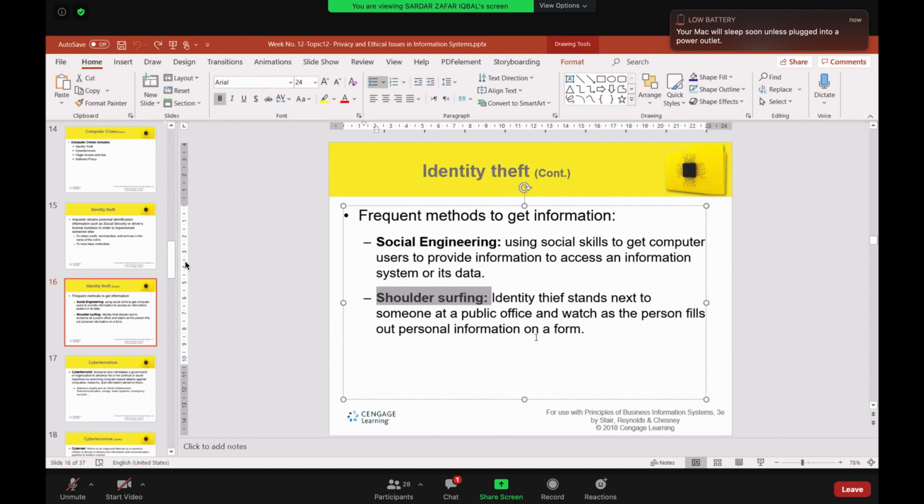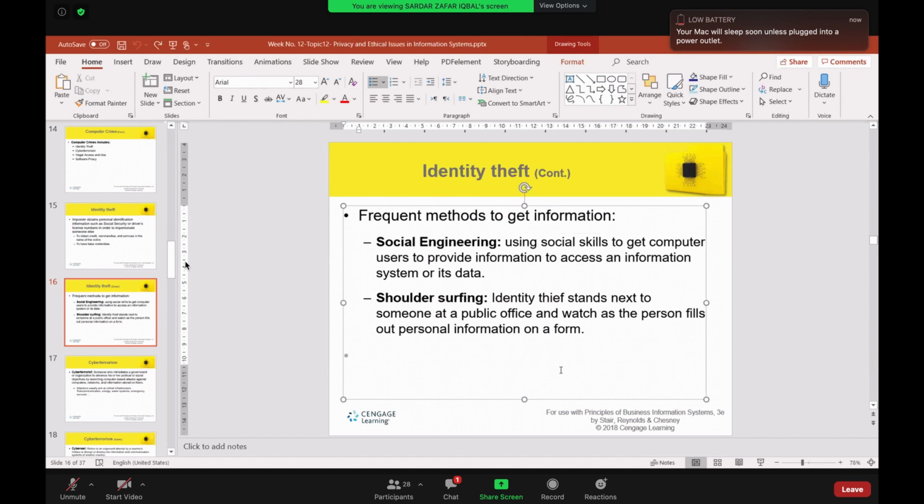Another type is shoulder surfing. An identity thief stands next to someone at a public office and watches as the person fills out personal information on a form. So a person is sitting beside you and trying to see your password. That's why, when you withdraw money from an ATM, they mention there: please hide your password. Did you notice this? Yes. So what is the reason? Because somebody can see your password and use it.